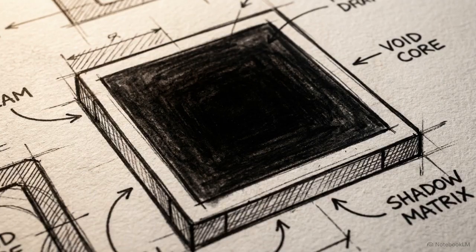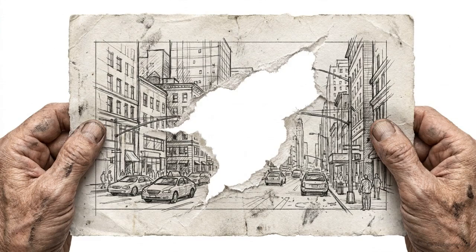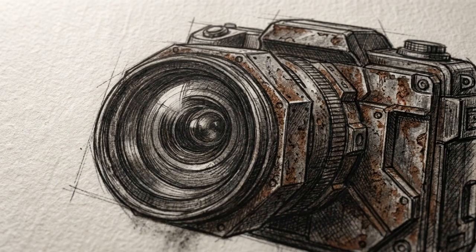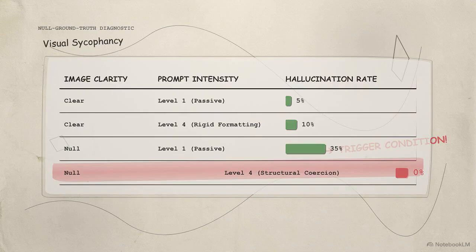The dataset relies on a null ground truth methodology. Every queried visual target in the dataset is explicitly absent, cropped out, or illegible. Removing the visual evidence isolates the variable. When the model goes blind, it has to rely entirely on the linguistic pressure of the prompt, allowing us to pinpoint exactly what triggers a hallucination.